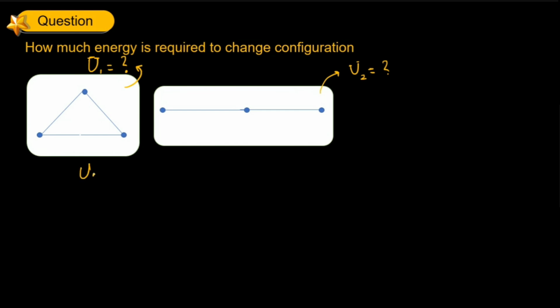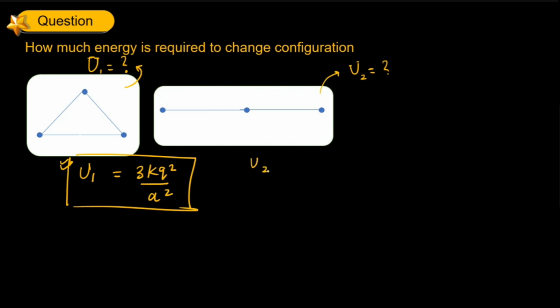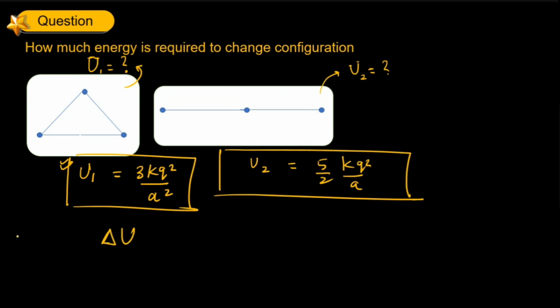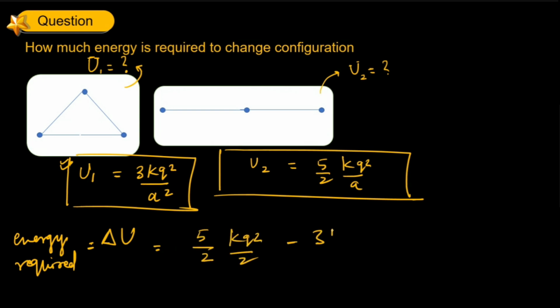So U1 is going to be 3kq square by a. I can write it directly now. And for this configuration, I just wrote it earlier. It is 5 by 2 kq square by a. So energy required is going to be delta U, which is supposed to be what? Change in the energies. That is 5 by 2 kq square by a minus 3 kq square by a. So it is coming out as negative kq square by 2a.